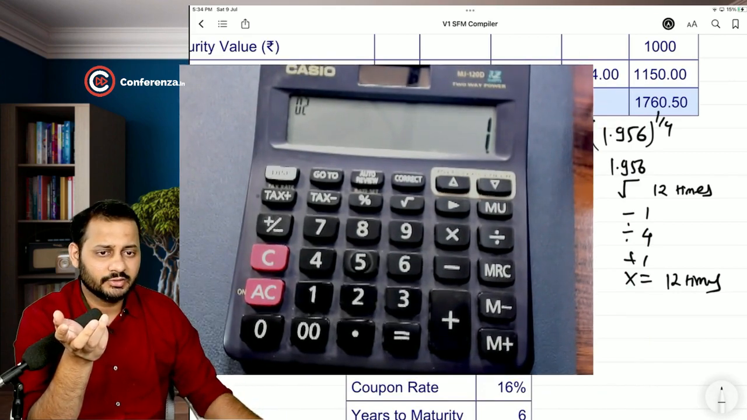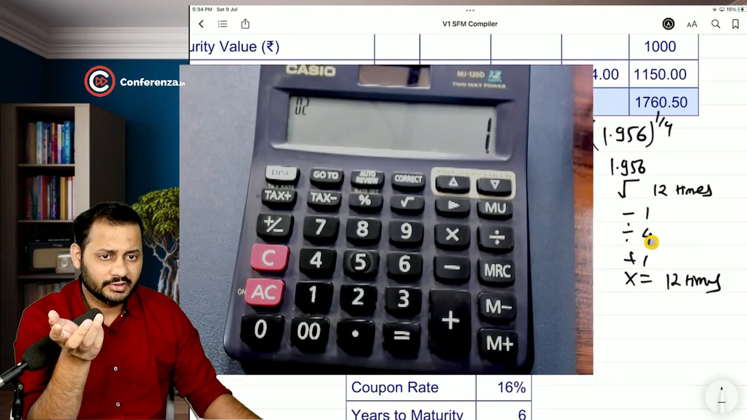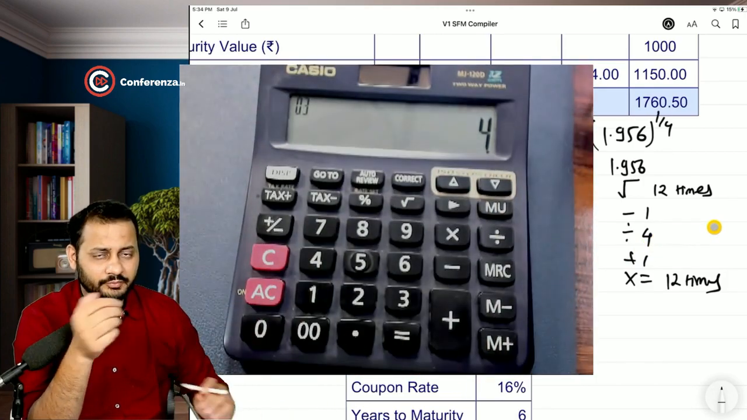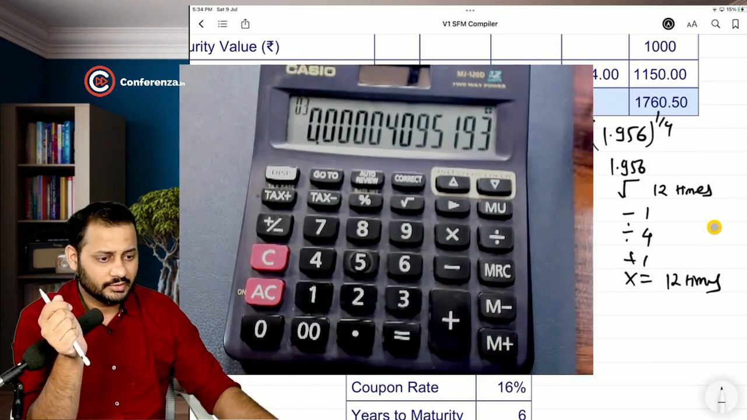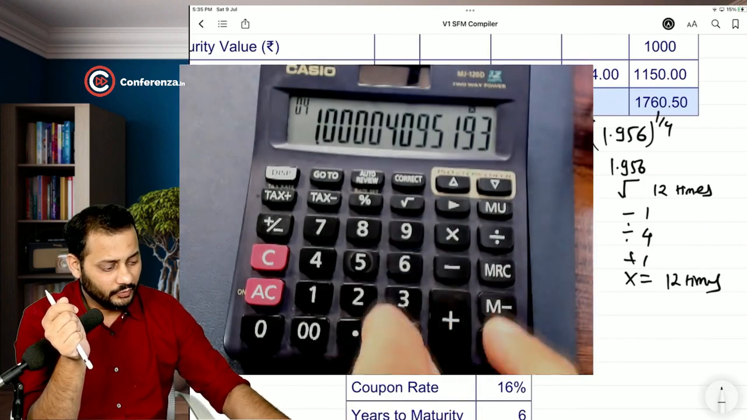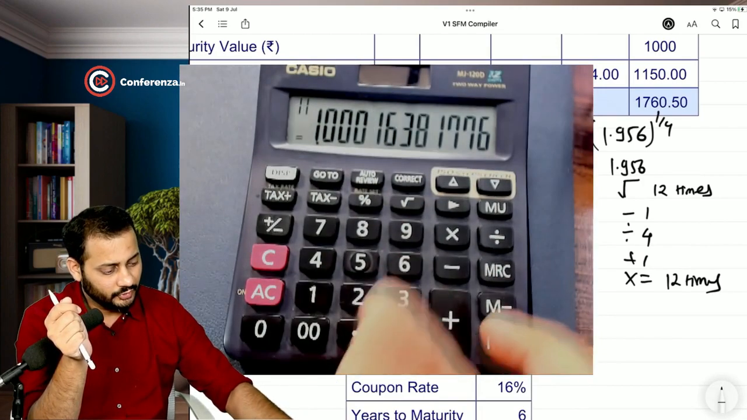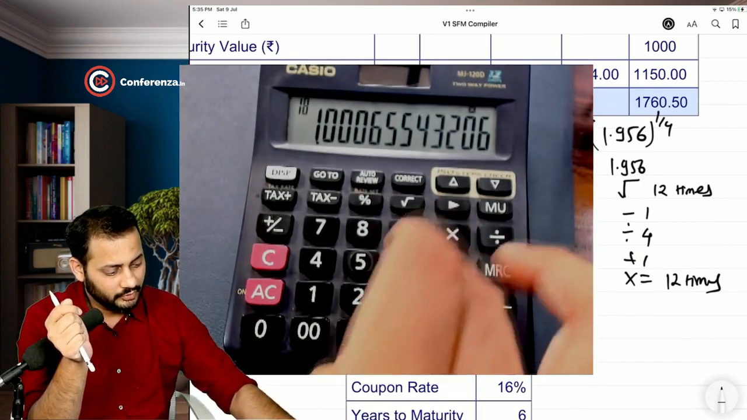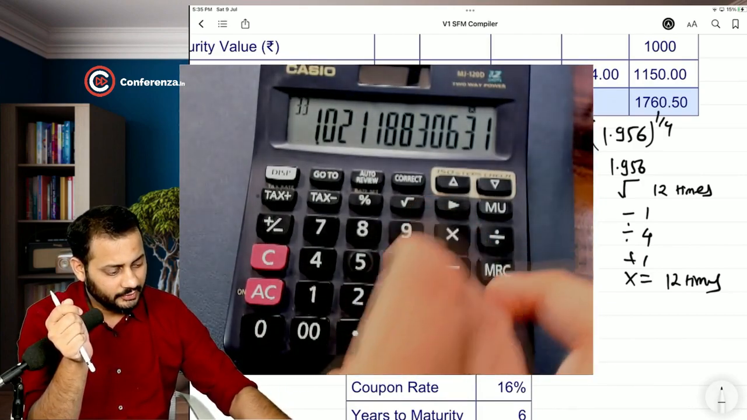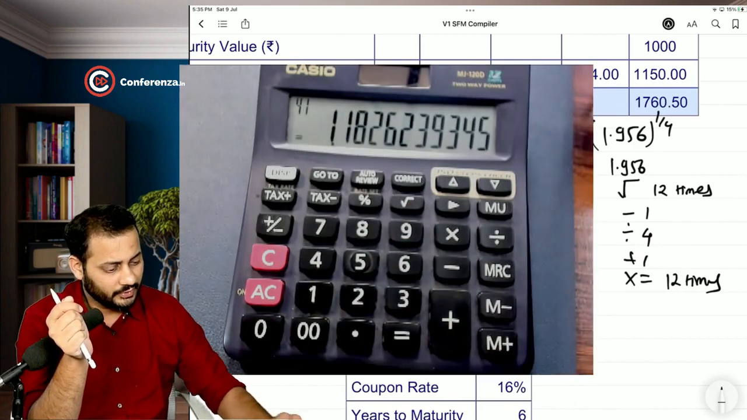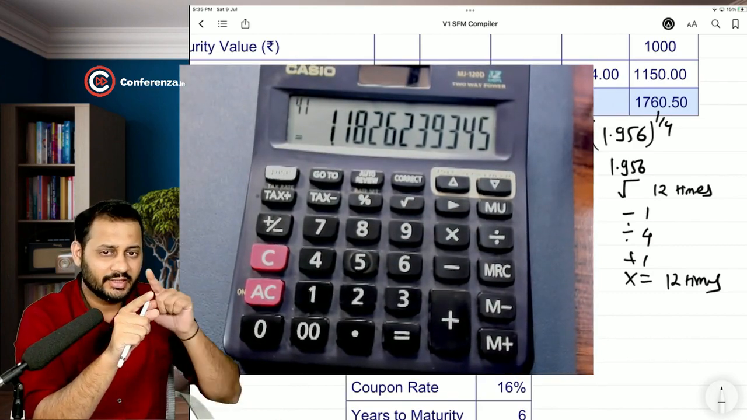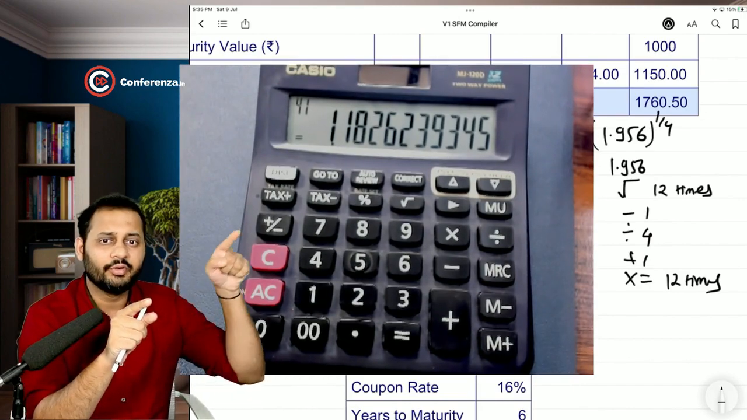After that, the next step is to just have a look here. The next step is to divide it by 4. So divide by 4. Okay, then plus 1, then into equal to 12 times, 1, 2, 3, 4, 5, 6, 7, 8, 9, 10, 11, 12. You can clearly see that 1.1826 is the answer. So that is 18.26%.